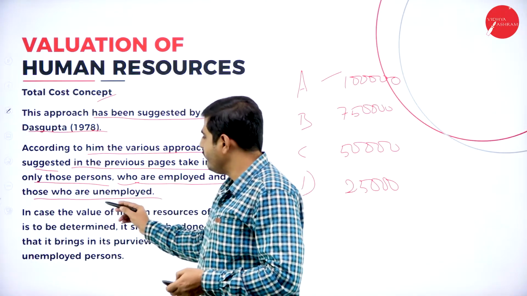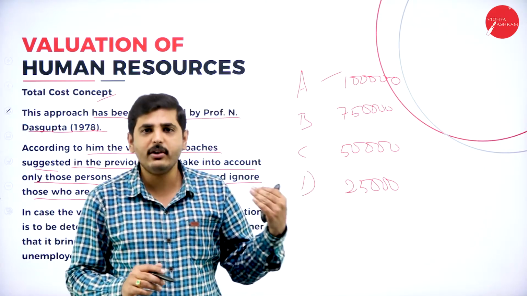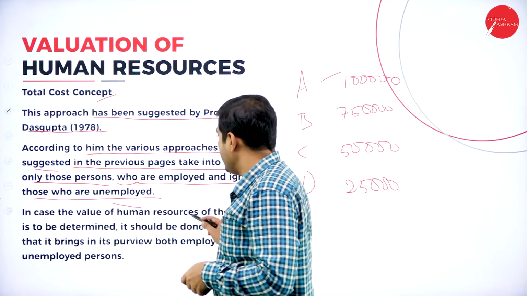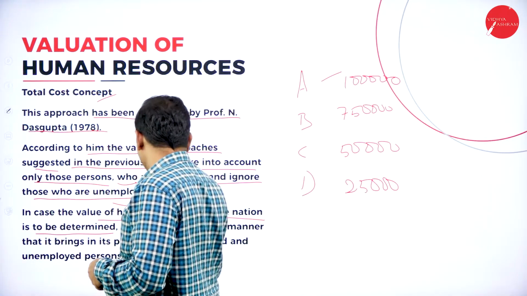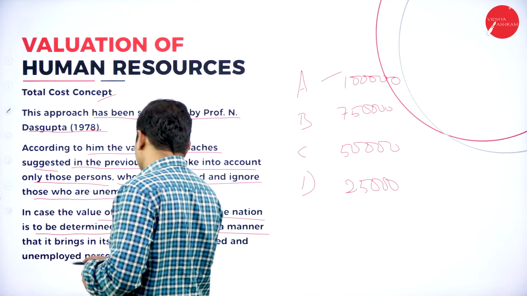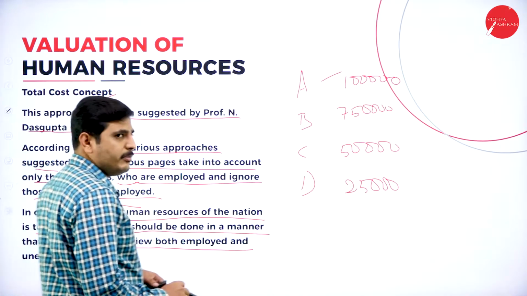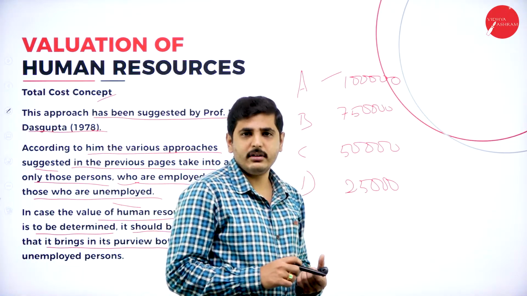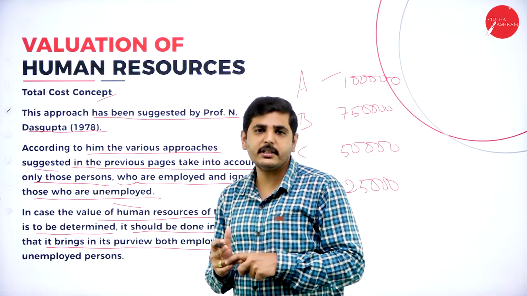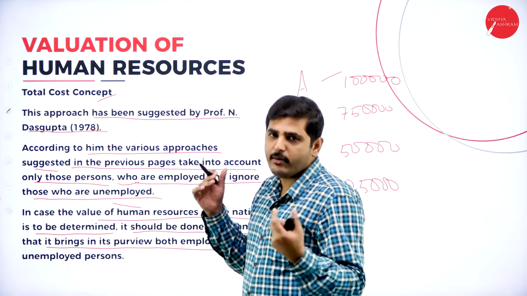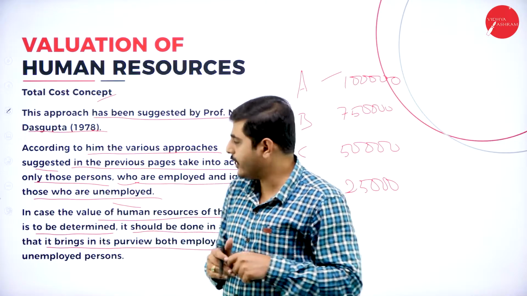But in this system, we have considered that value also, as when we take the throughout-nation value of the human cost, we have taken this amount also. In case the value of human resource of the nation is to be determined, it should be done in a manner that it brings within its purview both employed and unemployed persons. When we consider the whole nation as the base for our human resource accounting system, we should take both unemployed and employed, and come to an average cost.